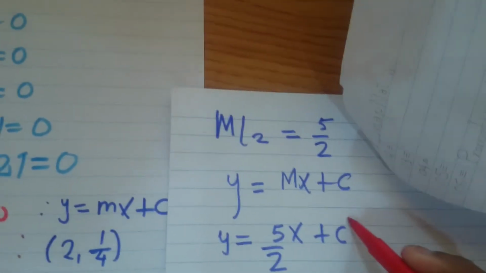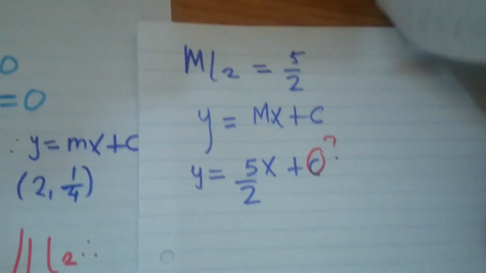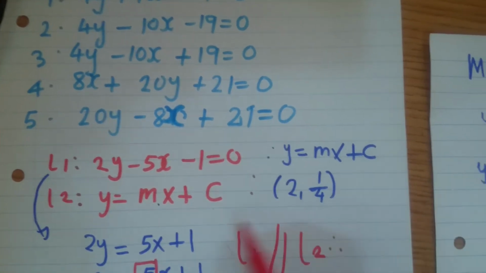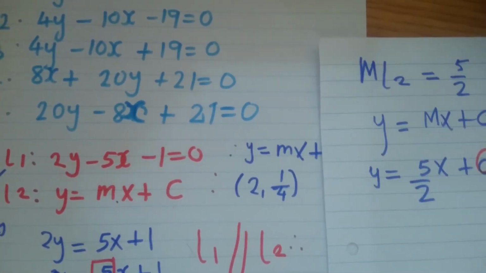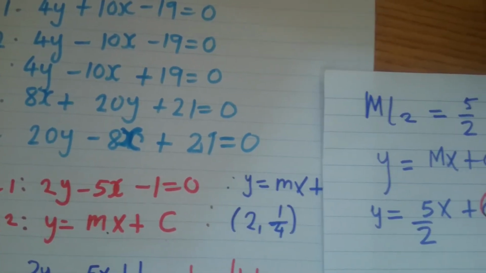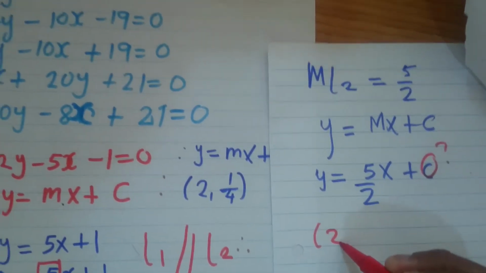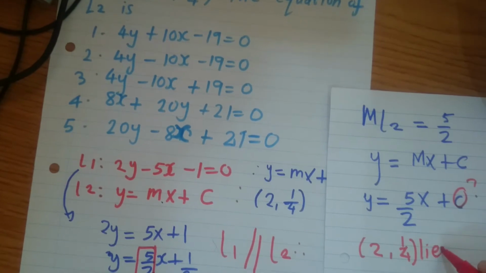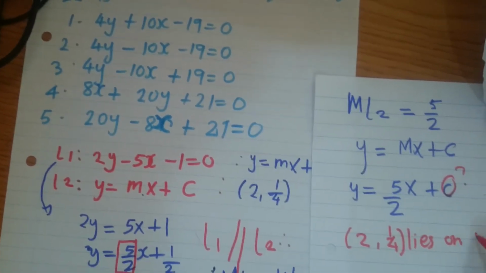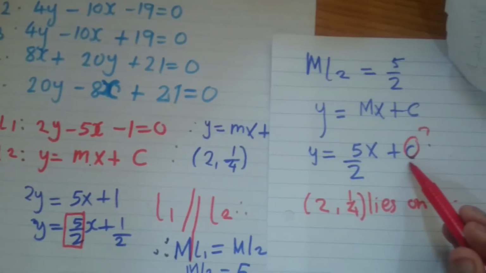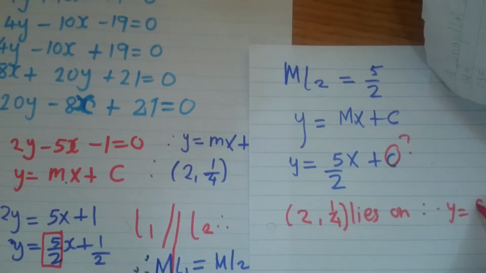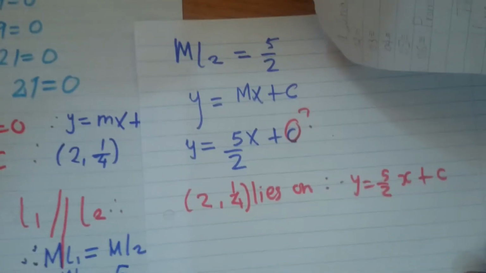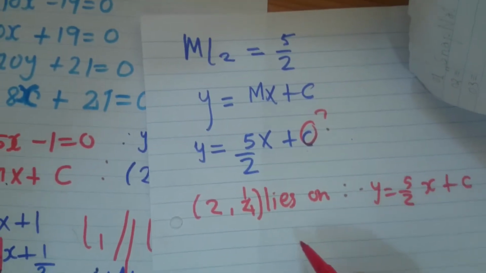So what is the problem? The problem is c. How are we going to get c? We have a coordinate that the line passes through, which was given as (2, 1/4). So (2, 1/4) lies on this equation, y equals 5/2 x plus c. For that case, now we can insert these values here.